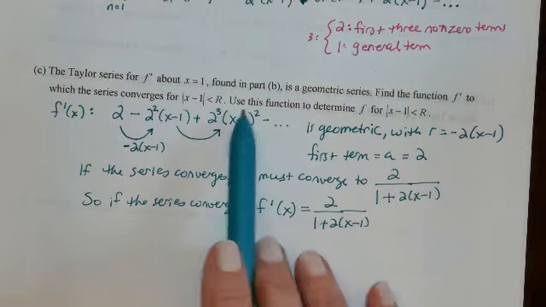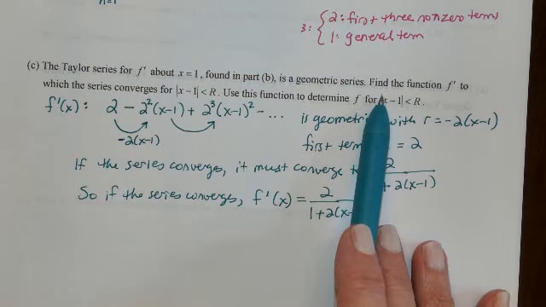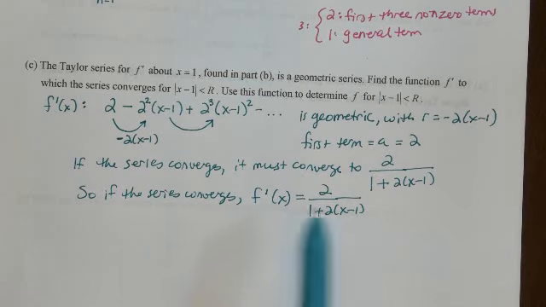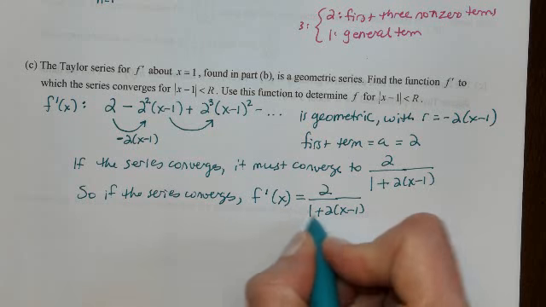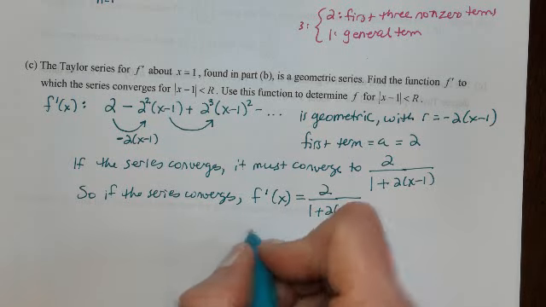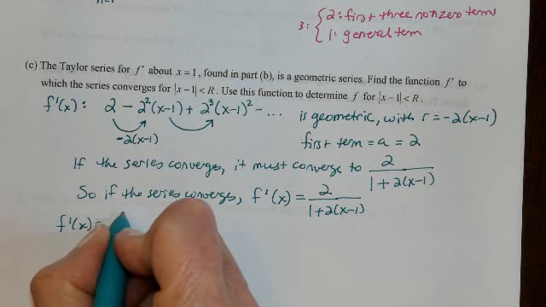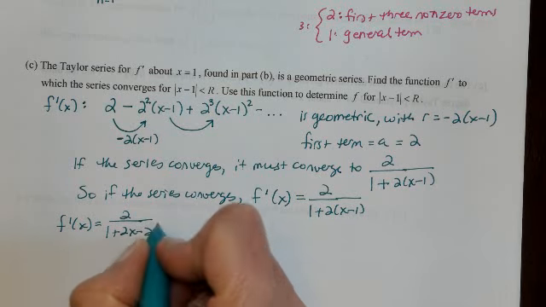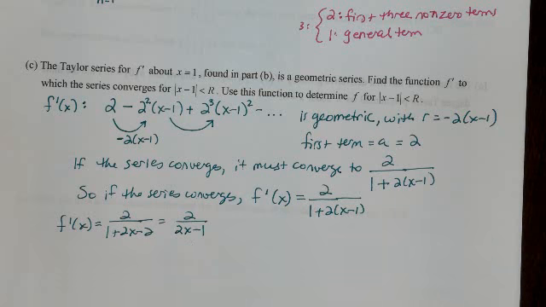Okay, now we're supposed to use this function to determine f on the radius of convergence. Okay, so this is f prime. Now we want to find f. Well, because they're making me do that, I'm going to go ahead and simplify this. Otherwise, I wouldn't simplify that. So f prime of x is equal to 2 over 1 plus 2x minus 2, right? Which is 2 over 2x minus 1. Okay?